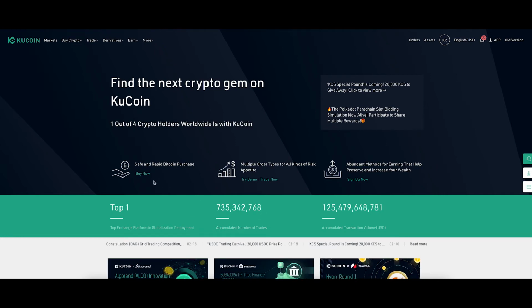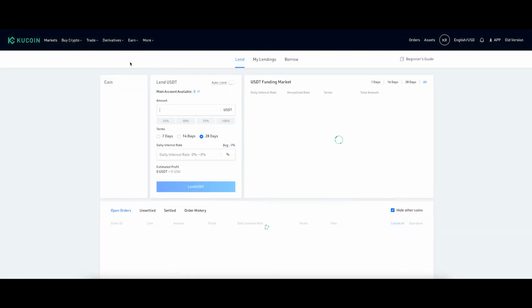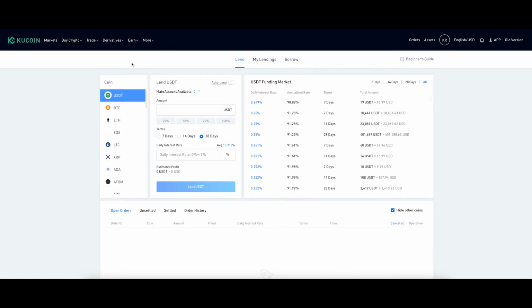That being said, on KuCoin, you go up to the top left, you have markets, buy crypto, trade and derivatives, earn and more. You're going to want to go to the earn tab, go down to crypto lending, click crypto lending. Fortunately, that's not what today's video is about. Today's video is about borrowing, not lending. That'll be a later video at later times. Please hold in with us.